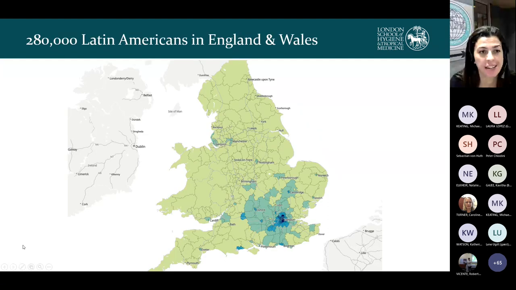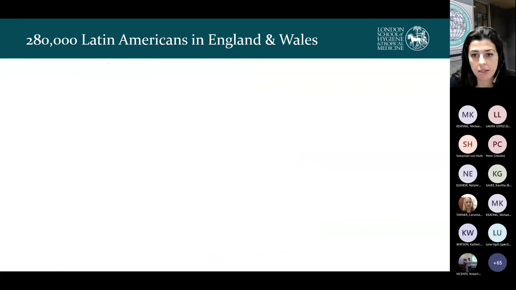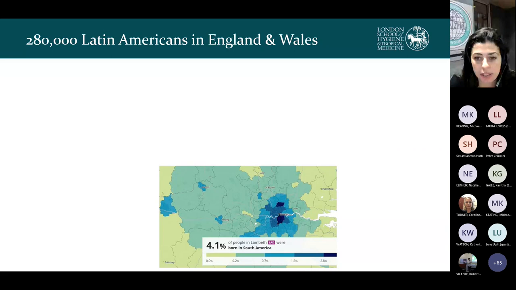So we're very lucky that the ONS recently published some data from last year's census, which showed that there are 280,000 people born in the Chagas endemic countries of Central America, South America and Mexico, living now in England and Wales, about 250,000 of whom live specifically in England, mostly concentrated in London. So if we zoom in into one London borough, for example, Lambeth, over 4% of the population were born in South America alone in this area.